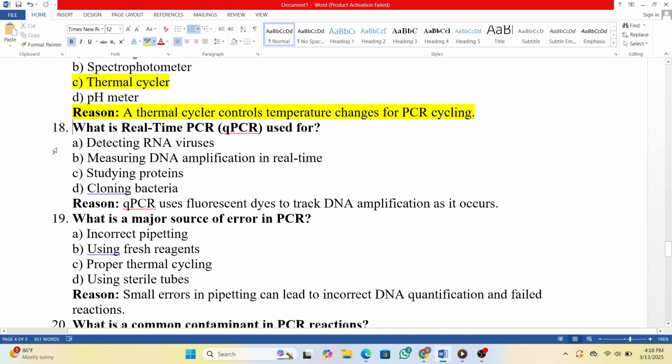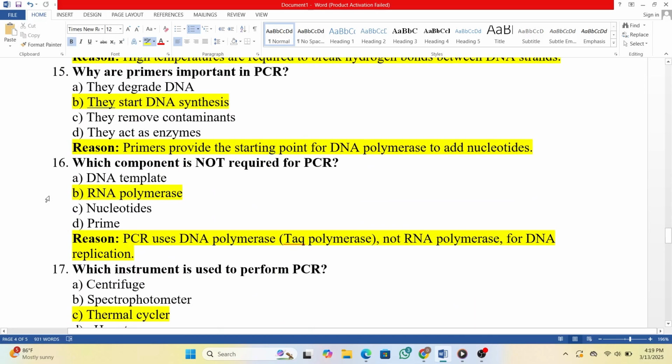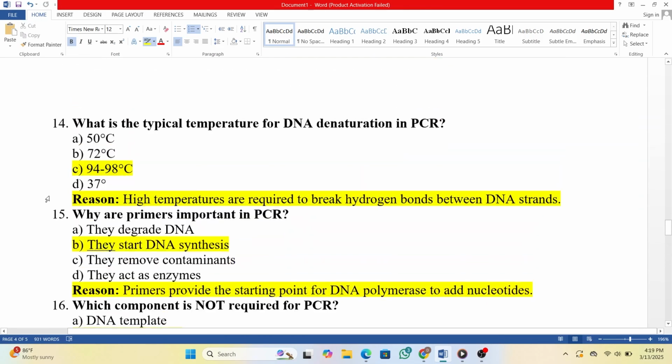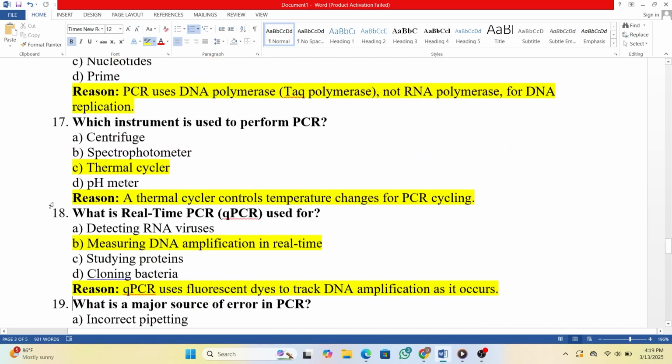18. What is real-time PCR, qPCR, used for? A. Detecting RNA viruses. B. Measuring DNA amplification in real time. C. Studying proteins. D. Cloning bacteria. Answer: B. Measuring DNA amplification in real time. Reason: qPCR uses fluorescent dyes to track DNA amplification as it occurs.